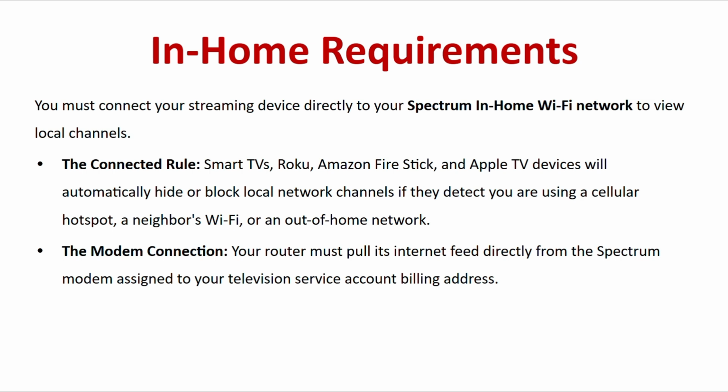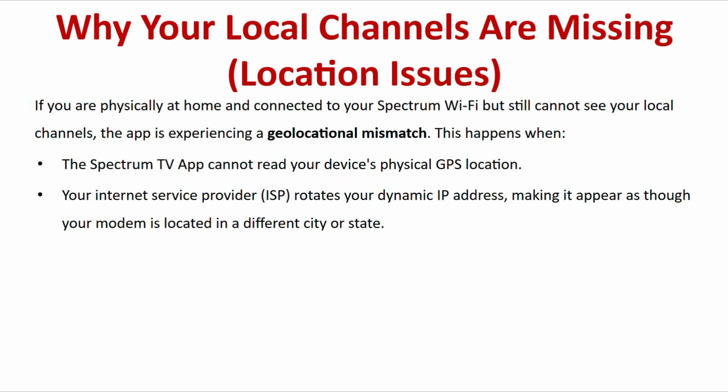The connected rule. Smart TVs, Roku, Amazon Fire Stick and Apple TV devices will automatically hide or block local network channels if they detect you are using a cellular hotspot, a neighbor's Wi-Fi or an out-of-home network. The modem connection. Your router must pull its internet feed directly from the Spectrum modem assigned to your television service account billing address.